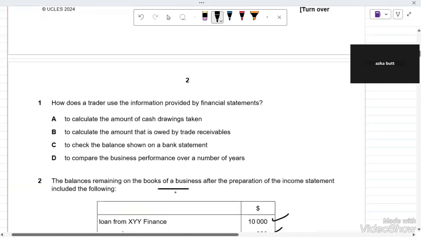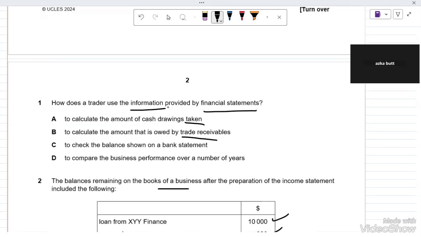Now let's see question number 1. How does a trader use the information provided by the financial statements? The primary purpose of financial statements is to evaluate performance over time, such as comparing profits or other metrics across years. Option A is to calculate the amount of cash withdrawals taken. It's not like that. We prepare the financial statements not only for the cash drawings taken.